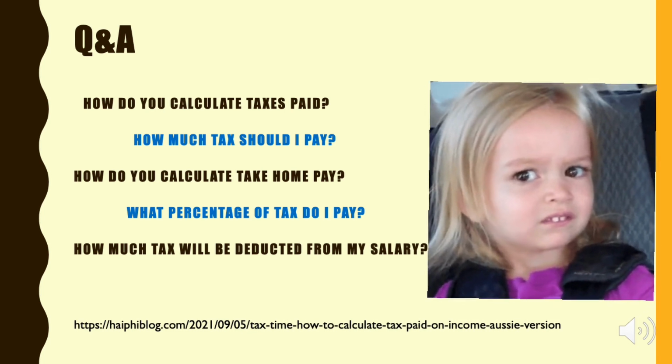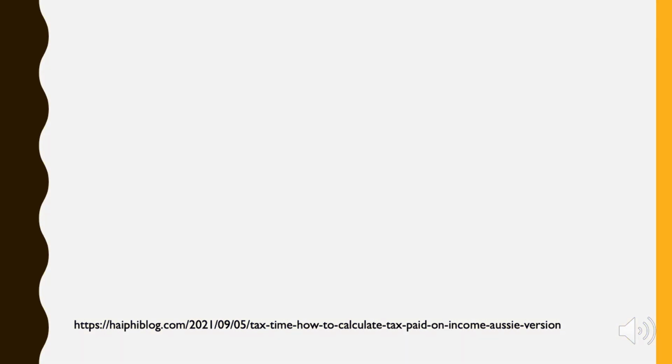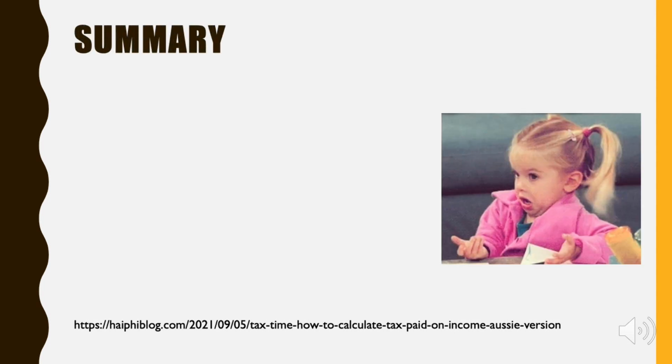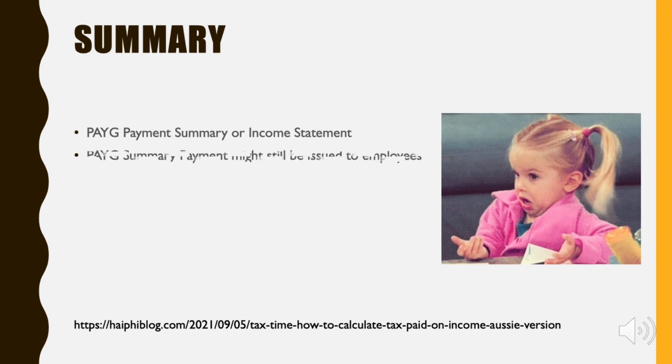Before jumping into the calculation steps, I'd like to highlight some key points we can learn from this video. First, the employer might issue the employee a PAYG Payment Summary or income statement for the purpose of calculating tax paid. In 2021, some employers might still use the payment summary, but from 2021 onward, the new system has to be applied, which is the STP. We might talk about it in a different article.